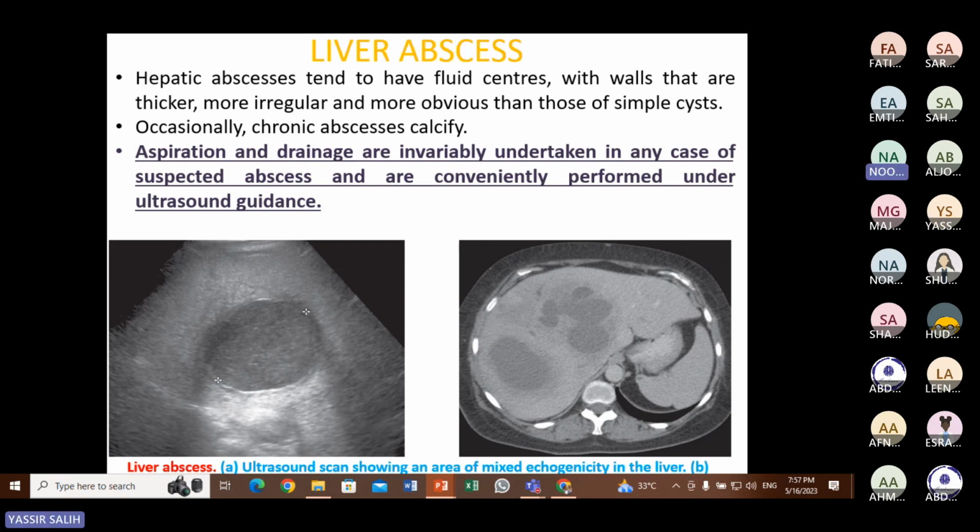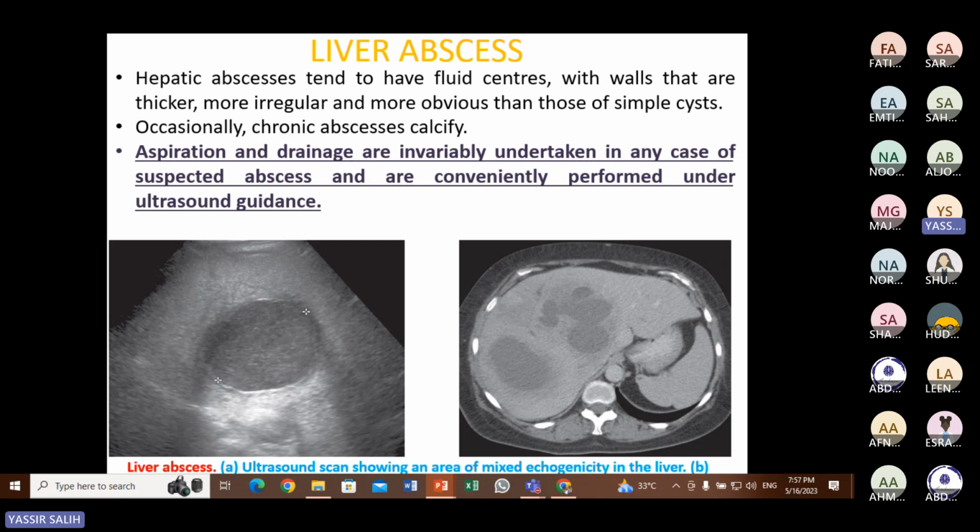The common bile duct is anterior to the portal vein, or the portal vein is posterior to the common bile duct. This is very important, even when we do ultrasound, because the common bile duct is very small. We always try to search for the portal vein first, and then we look anterior to the portal vein.